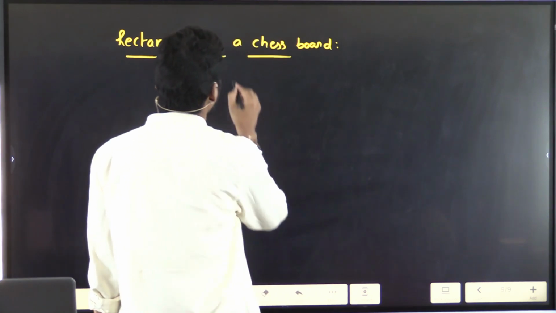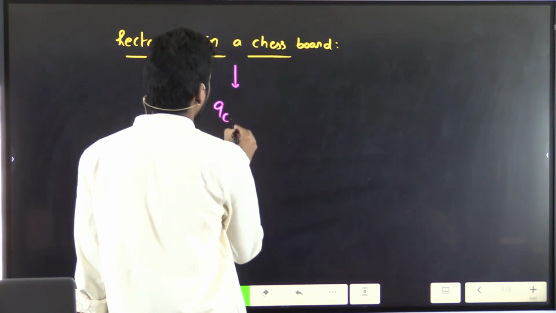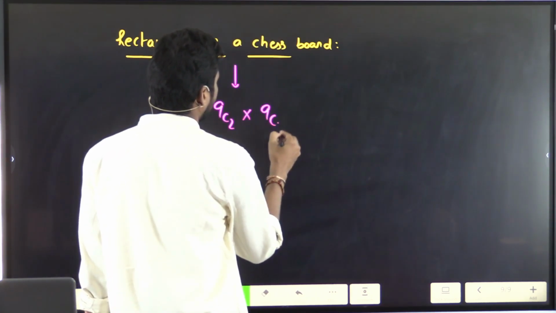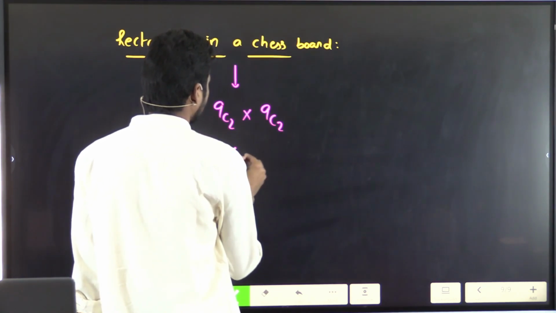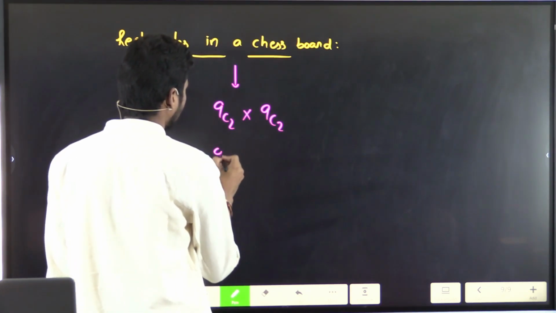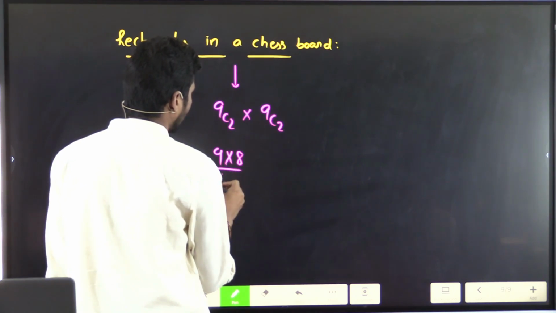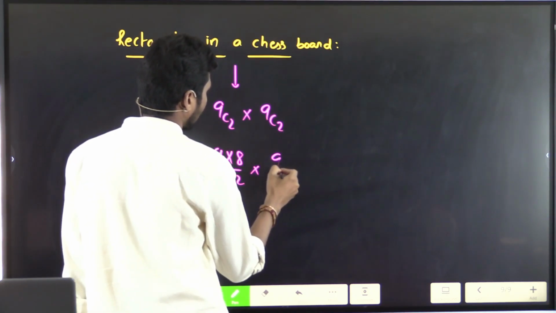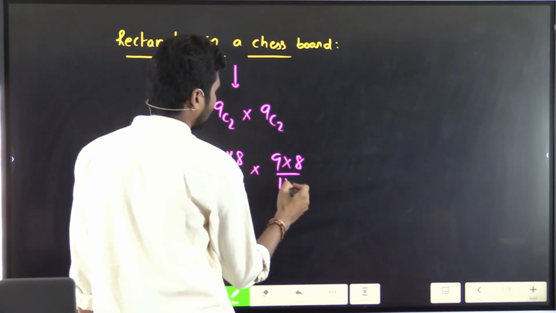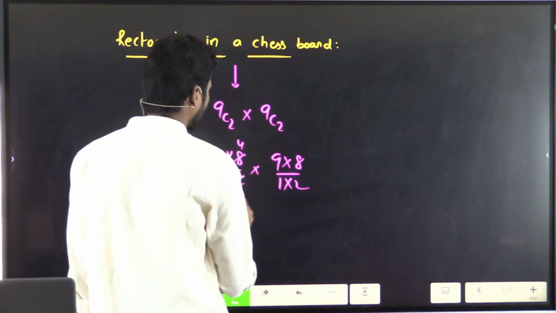9C2 into 9C2. 9C2 means what? 36. If you find the 9C2 value, it is 9 into 8 divided by 1 into 2, or 2 into 1. So 2 4s, 4 9s are 36.